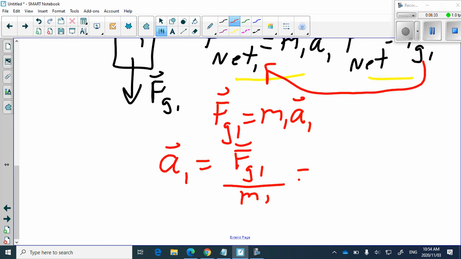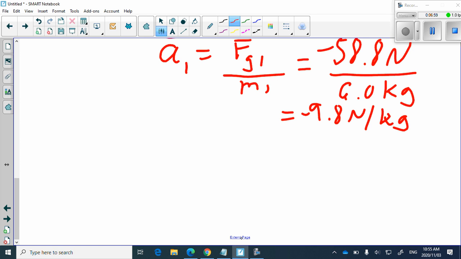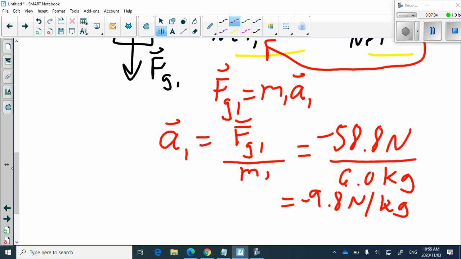Which equals, now the force of gravity on the first object, what was it, 58.8, I think? Negative 58.8 newtons divided by the 6 kilograms. Oh my goodness, it's negative 9.8 newtons per kilogram. That's what it is. It's negative 9.8 newtons per kilogram.